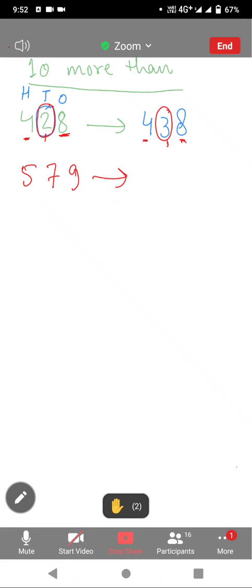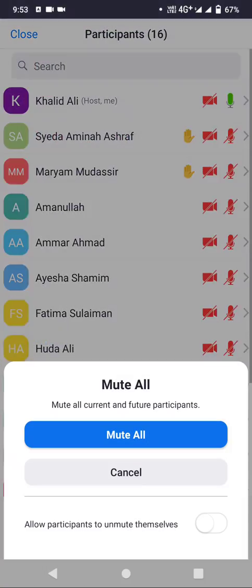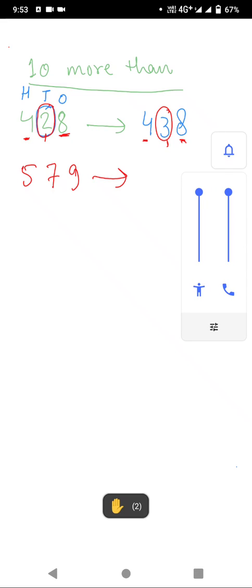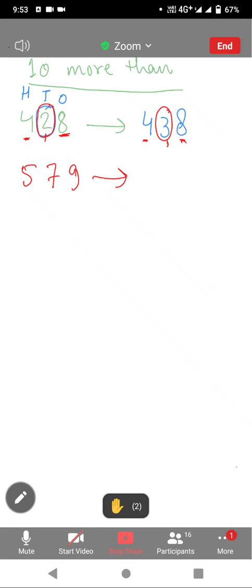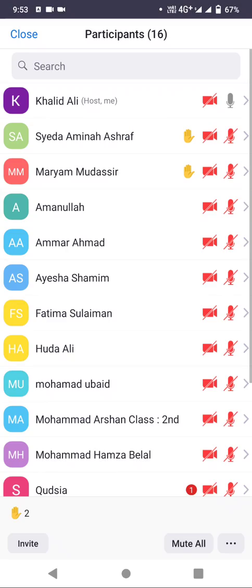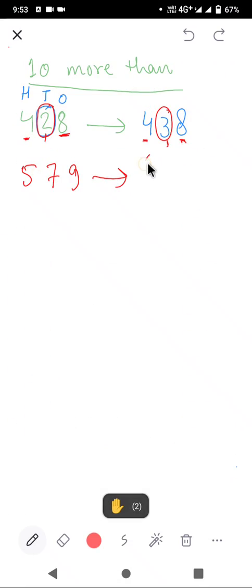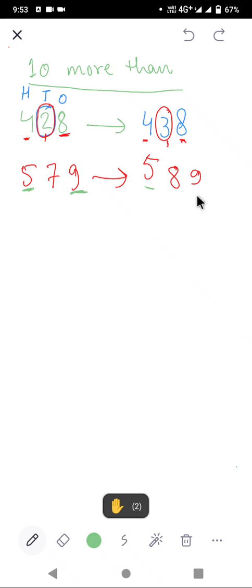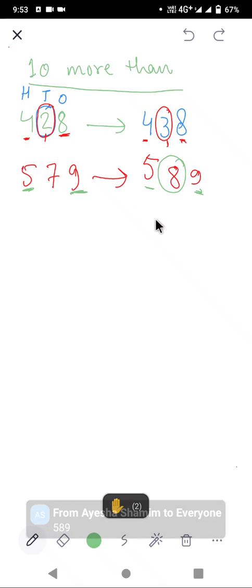Now you tell me, what is 10 more than 579? Students, what is 10 more than 579? Yes, very good. 589. The hundreds place digit will be the same, 5, and the ones place digit will also be the same, 9. Only the tens place digit will change. 7 plus 1 is 8, we only have to add 1.